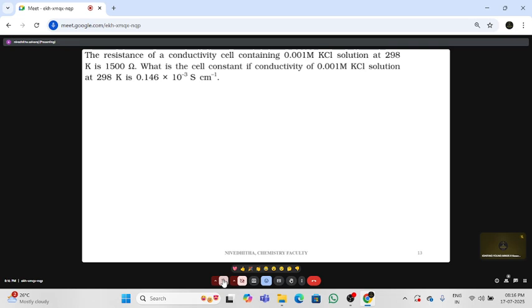If the conductivity of 0.001 molar potassium chloride solution at 298 Kelvin is 0.146 into 10 power minus 3 Siemens centimeter inverse. See, this prefix may vary. It can be meter inverse or centimeter inverse. Anything is fine. It is just the unit of cell constant. That's it. So they're asking for the cell constant. As we know the relationship between cell constant, conductivity, and conductance, please use the relationship and find the value of cell constant.